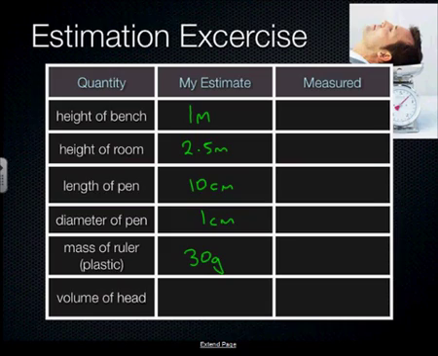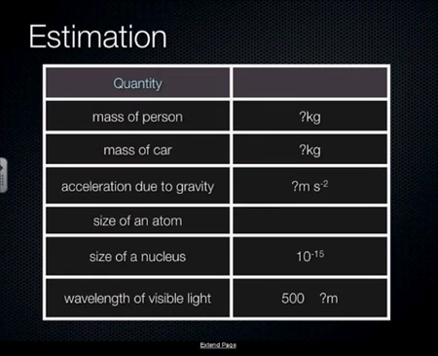Volume of a head, that's a good one. We'll probably do that in class. Mass of a person: just think of yourself, and probably add a bit for the general population. So let's say probably around about 70 to 80 kgs. It's rising every year. Mass of a car, generally around about 1.5 tons, so in kgs, probably about 1,500 kgs. Acceleration due to gravity, we all know it's about 9.81 is probably the actual figure, but we're just estimating, so let's say it's 10.